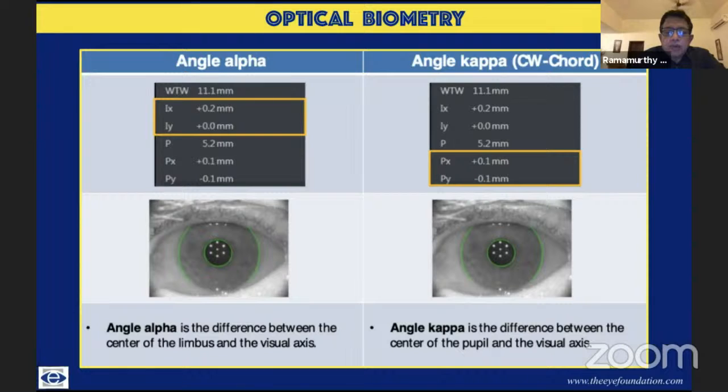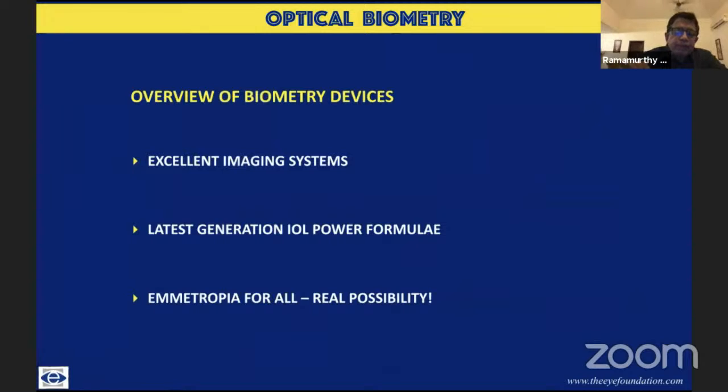Angle kappa is more useful as far as keratorefractive surgery is concerned, because here you are measuring the difference between the center of the pupil and the visual axis, while intraocular lenses are aligned depending on the limbus, and that's the reason angle alpha is more important.